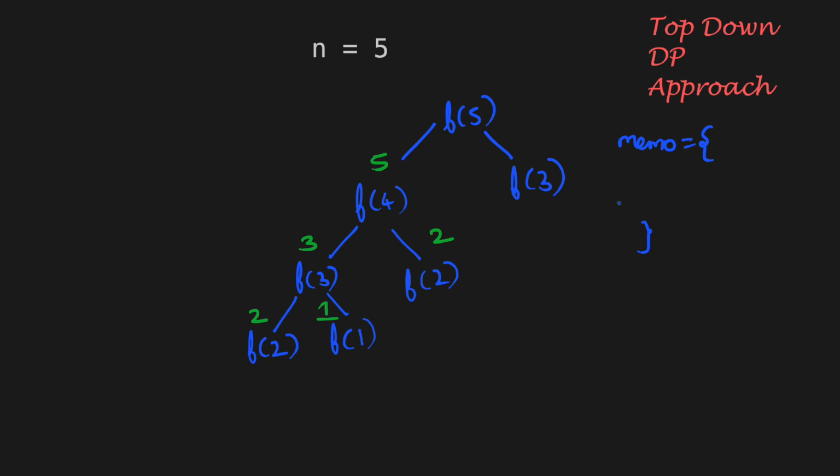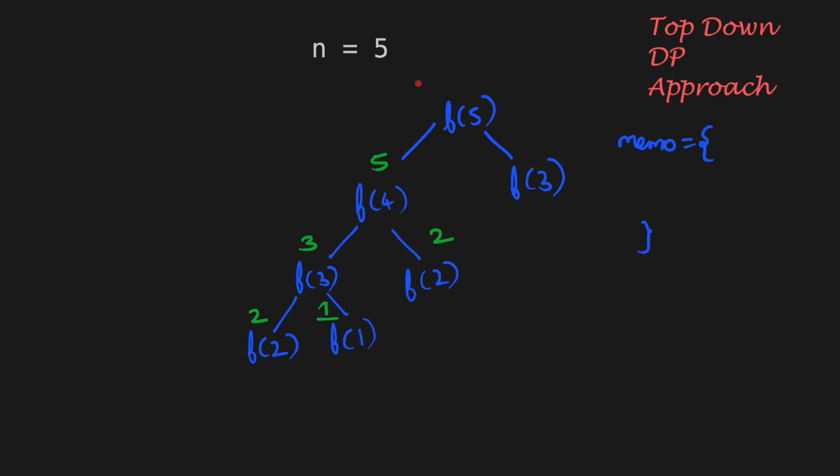For example, here we can use a map to store the results of intermediate steps. This helps us avoid redundant calculations. For example, we can calculate f of 3 here once and then reuse it later whenever we see that repeating subproblem. Now let's quickly see this in action.